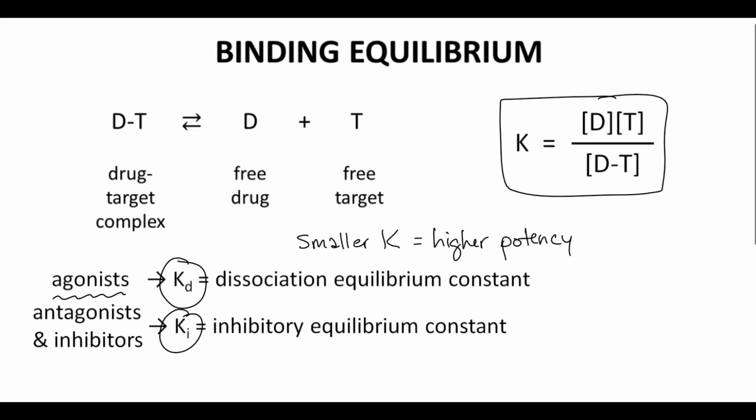For example, a typical hit from a screening program might have a Ki or Kd of 10 to the minus 6 molar. That's 1 micromolar. A representative drug might have a Ki or Kd of 10 to the minus 8th molar, or about 10 nanomolar.